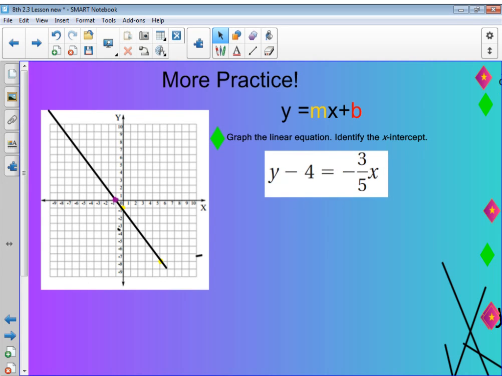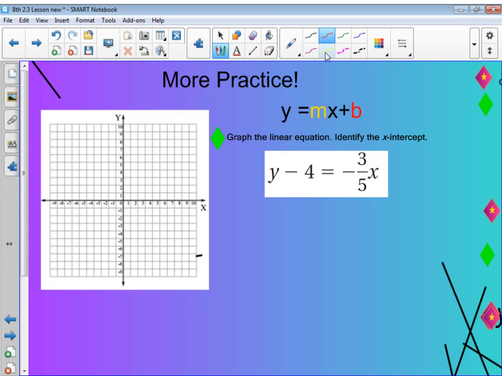Okay, so this time, oh man, once again, they're giving us a more complex equation, but they're asking us a new question. So it's still finding the x-intercept. So I need to get rid of this line really quick and erase my graph. Okay, so once again, we have to work to get y by itself. So +4, goodbye, +4. So now I have y equals -3/5 x plus 4.